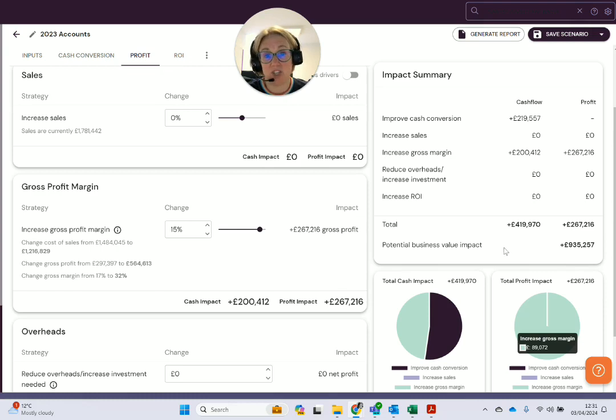So this is why it's not only looking at the figures, it's interpreting what they mean to be able to give you the strategies to make your business more profitable and at the end of the day give you more value.